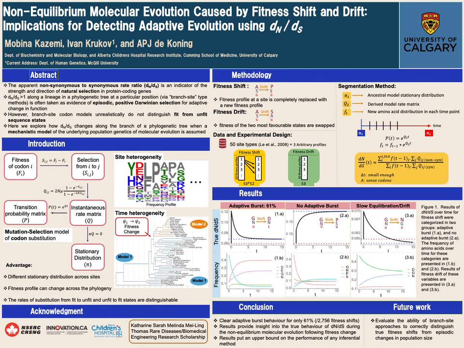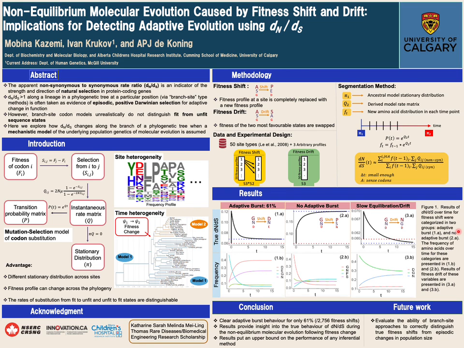Here, in our study, we explore how dN/dS changes along a branch of a phylogenetic tree when a mechanistic model of molecular evolution is assumed. We account for time heterogeneity and let the fitness profile change at any point along the phylogenetic tree, like here, where you can see the fitness profile has changed at this point of a phylogenetic tree. Let's first see how fitness change can happen.